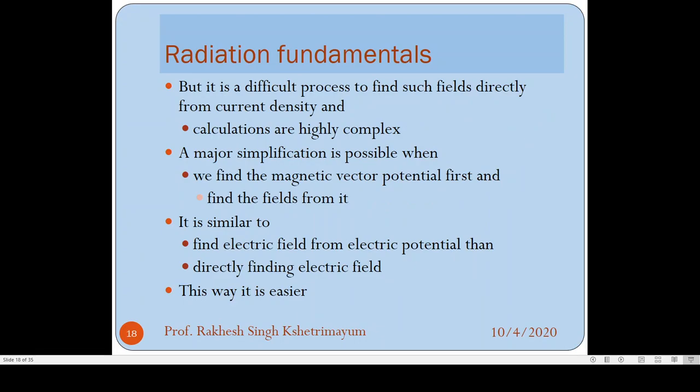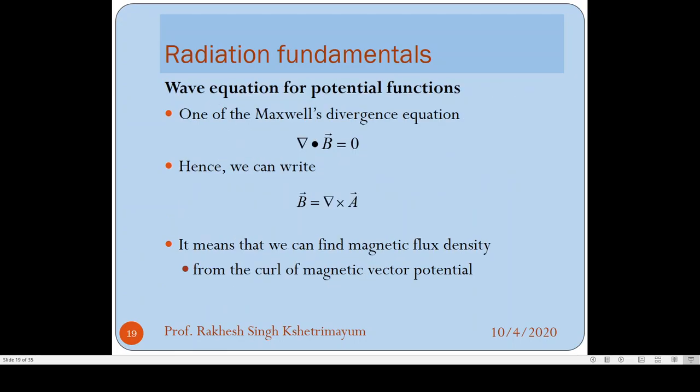And in one of the previous classes we have also discussed that it's easier to find electric field and magnetic field from the potential functions. So we'll try to spend some time with the potential functions and try to derive its wave equation and solve it. So let us try to find out the wave equation for potential functions.